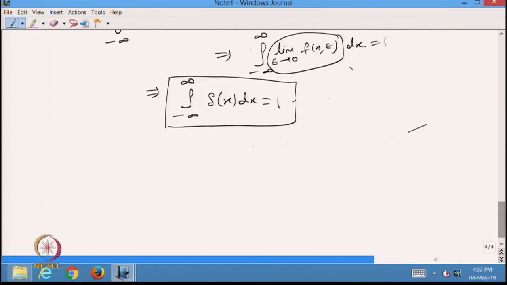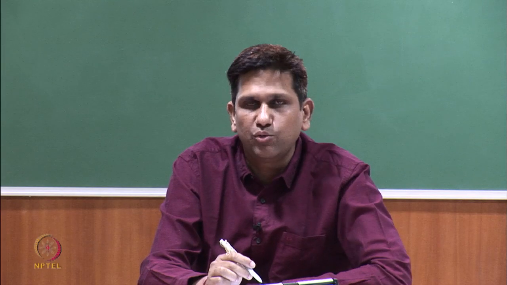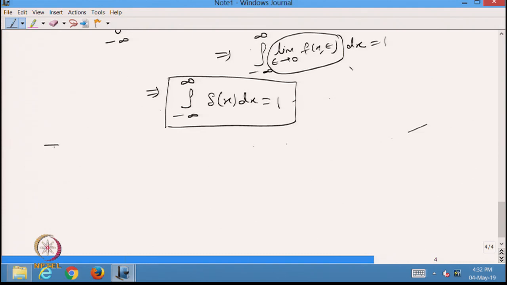In this case I have taken the value a equal to 0, and in the same way I can define it for the shifted function. So the same way, the integral from minus infinity to infinity of the delta function of x minus a dx is also equal to 1.